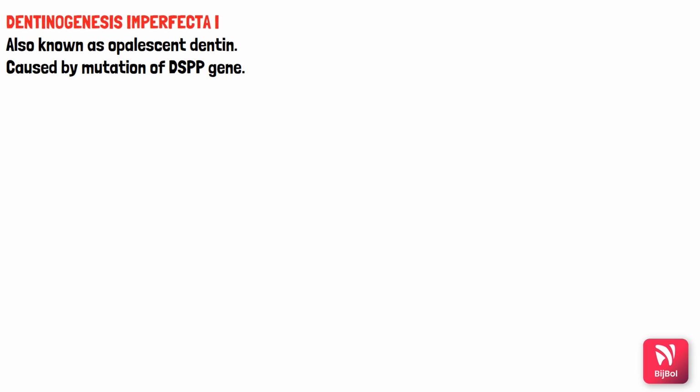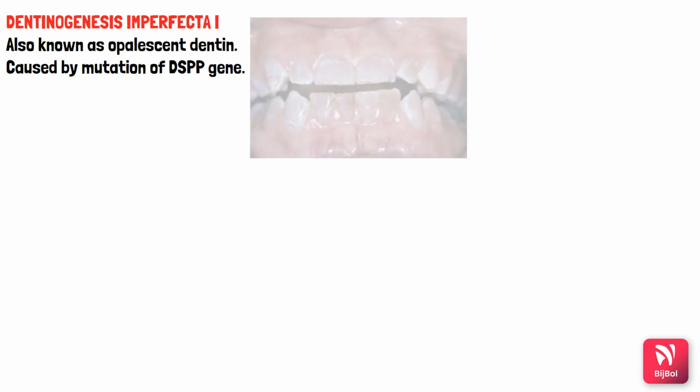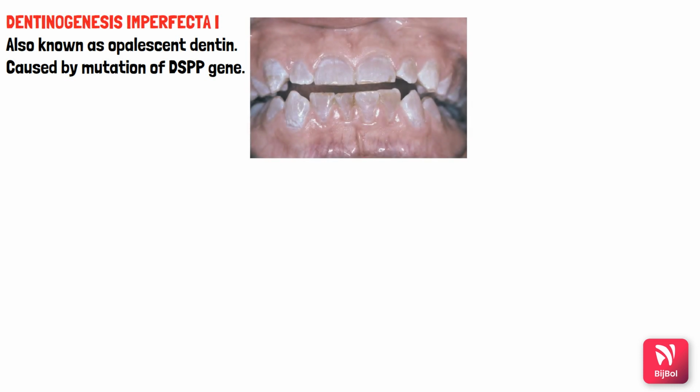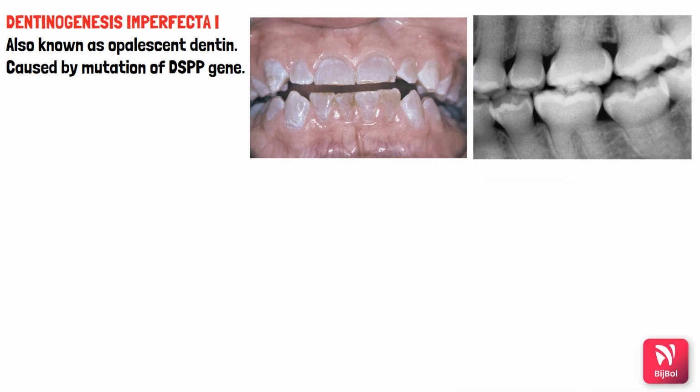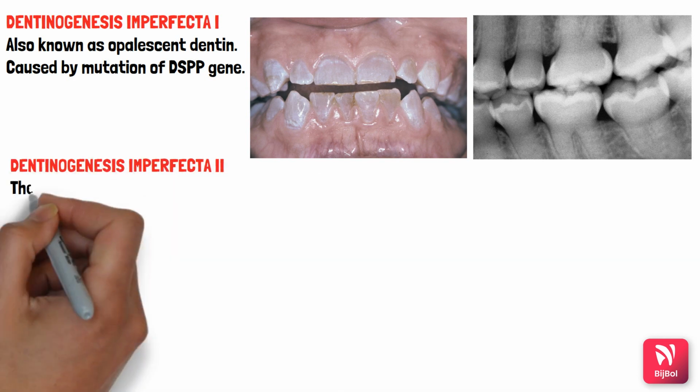So here the teeth will appear blue gray or amber brown color and show an opalescent nature. This is a clinical picture of type 1 dentinogenesis imperfecta wherein teeth are blue gray in color with opalescent nature. And this is a radiographic picture of this condition wherein they are tulip shaped with a bulbous crown, and roots are narrower than normal and completely obliterated.